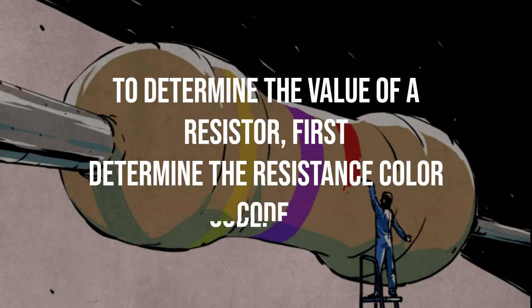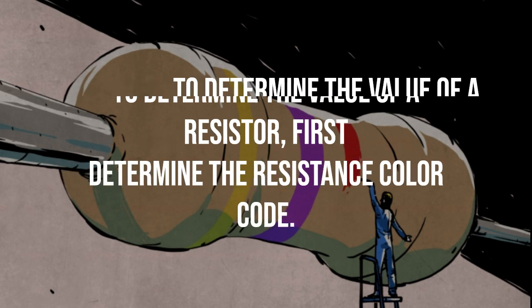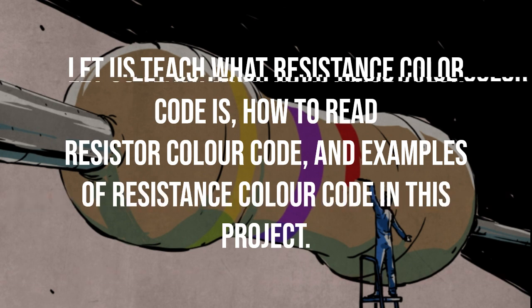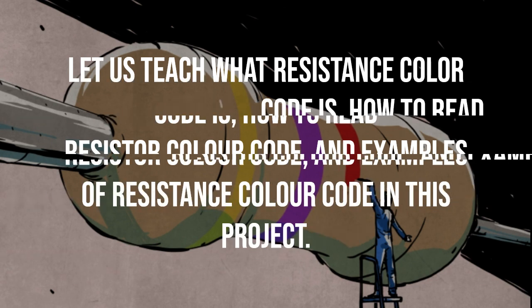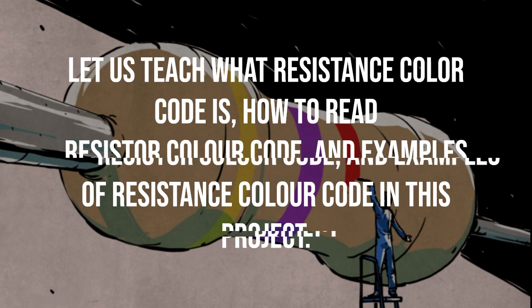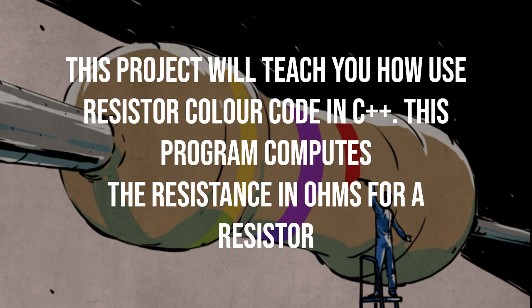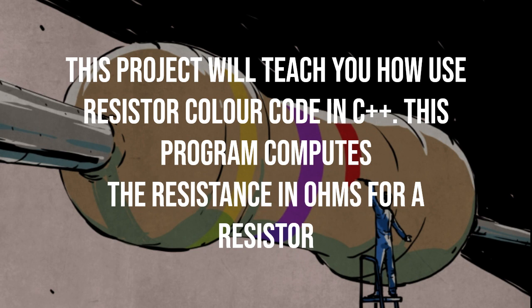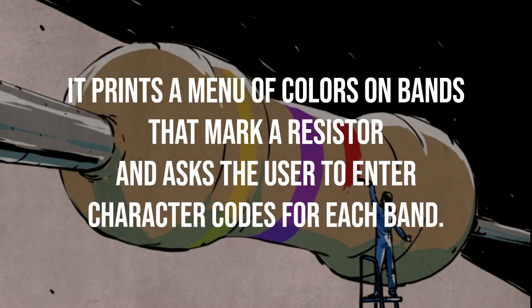To determine the value of a resistor, first determine the resistor color code. Let us learn what the resistor color code is, how to read it, and an example of the resistor color code in this project. This project will teach you how to use the resistor color code in C++. This program computes the resistance in ohms for a resistor. It prints a menu of colors on the bands that mark a resistor and asks the user to enter character codes for each band.